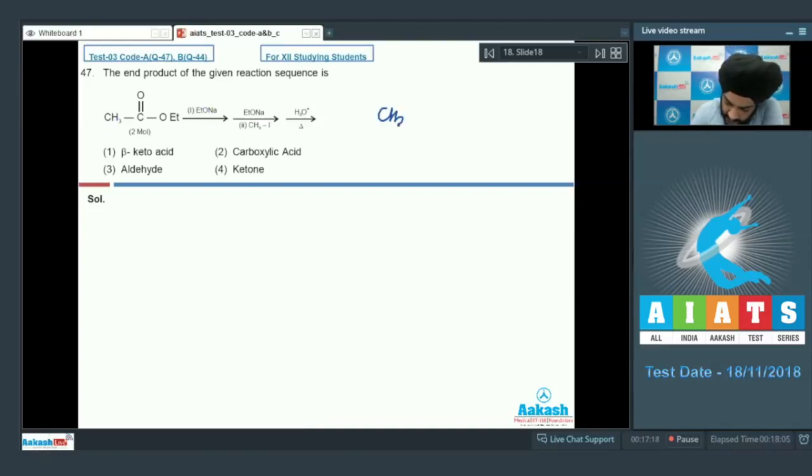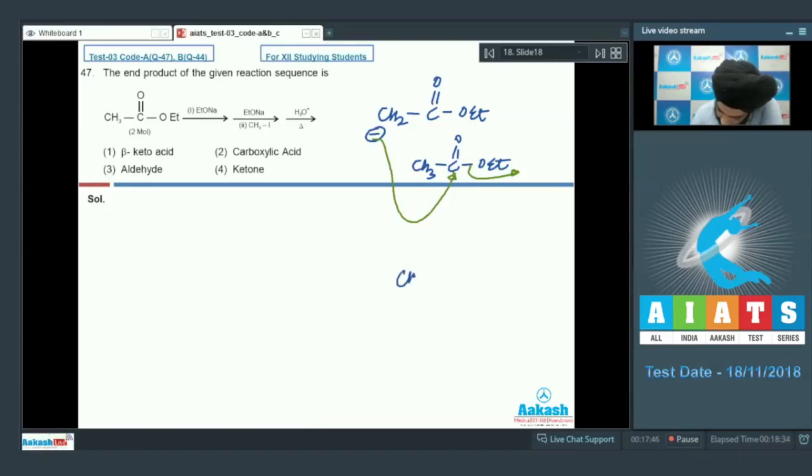So we have the acidic hydrogen extracted, which will lead to the generation of a nucleophile. And it is going to attack on another molecule present, and it will make this OEt group leave. So this is going to give us a beta keto ester.